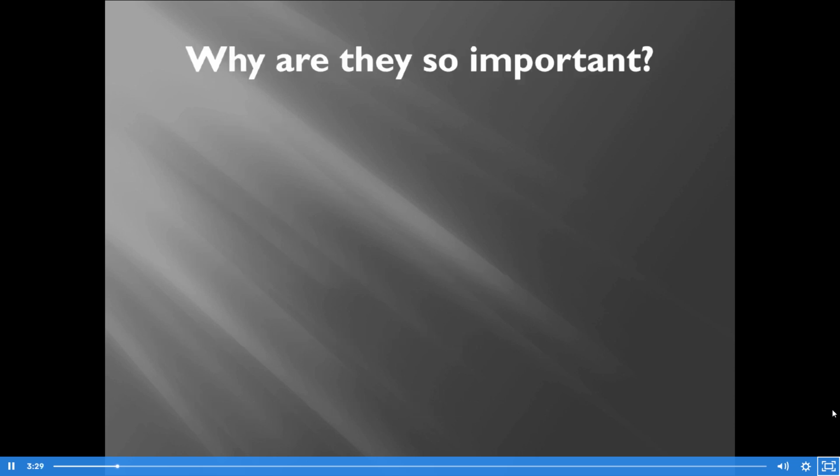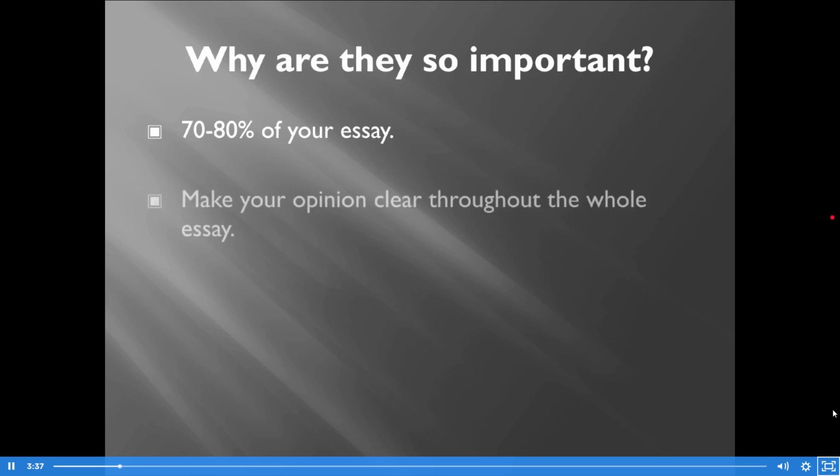So why are main body paragraphs so important? Well, they are about 70 to 80% of your essay, so of course they are going to be important. And you need to make your opinion clear throughout the essay. You need to make your position clear throughout the entire essay. Your position or your opinion, what you think about the question, needs to be clear in the introduction, the main body paragraphs, and the conclusion. And your main body paragraphs are 70 or 80% of your entire essay, so it's really important that you do that in order to get one of the higher scores, and we will show you exactly how to do that in this module.